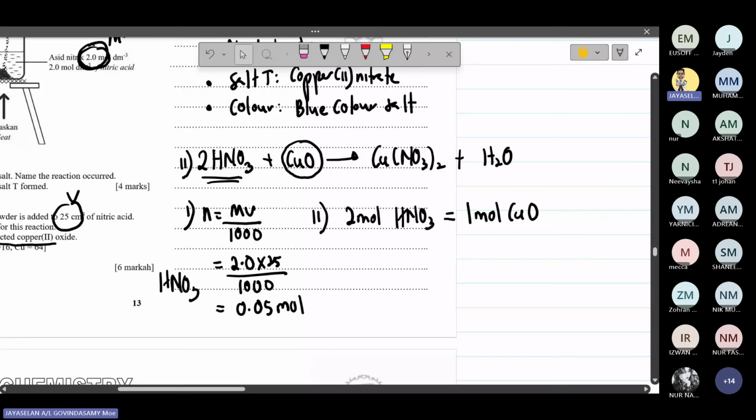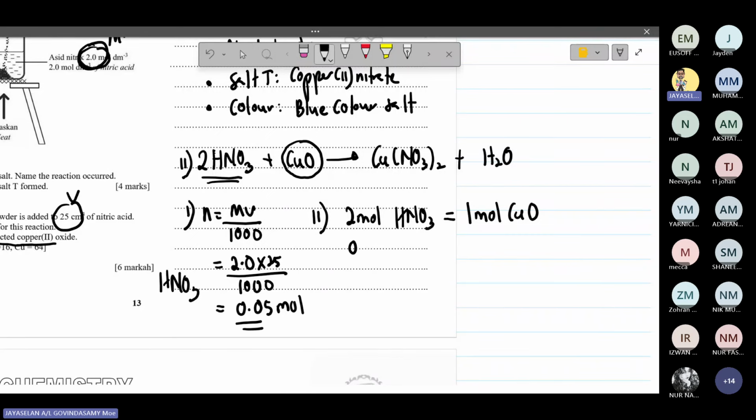Any question? Okay, next point, you take this one. 0.05 mole of nitric acid will give you how many mole? Half of this, right? Two becomes half. Half lah. 0.05 divide with this number 2. So you will get 0.025 mole of copper 2 oxide. One mark. Any question?